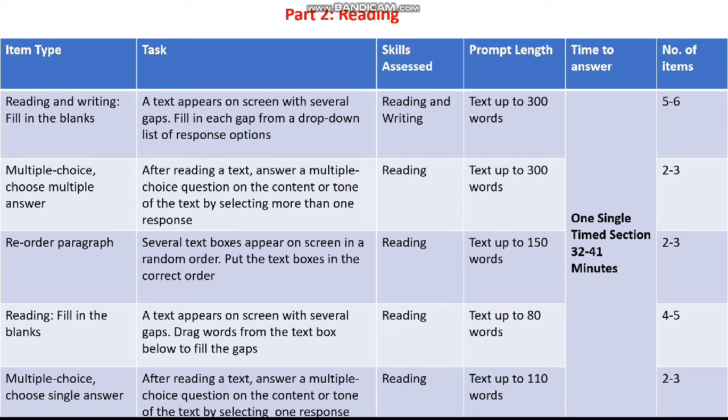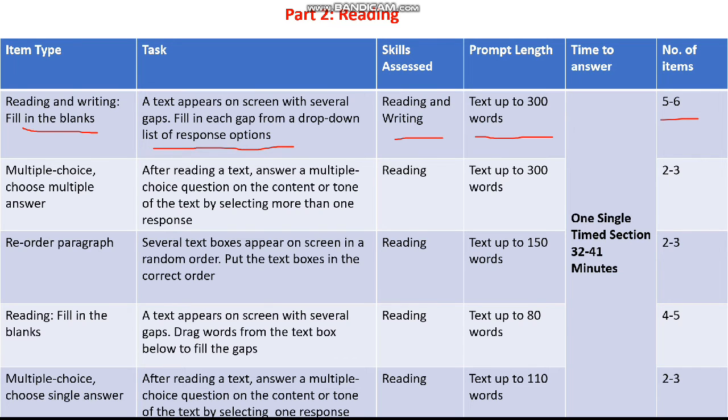So let's start with item types. The first item type is reading and writing, fill in the blanks. This is the most important item type, because along with your reading, your writing skills are also assessed. You will get around 5 to 6 questions, and you will get a text of up to 300 words. Then you have to fill in each gap from a drop down list of response options.